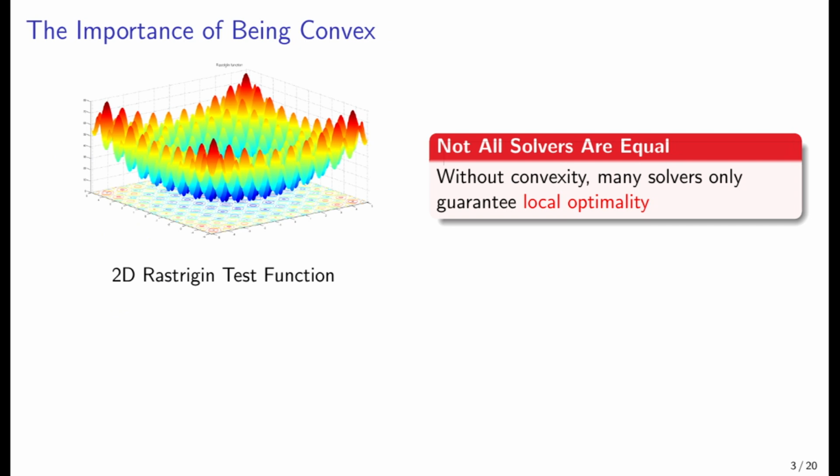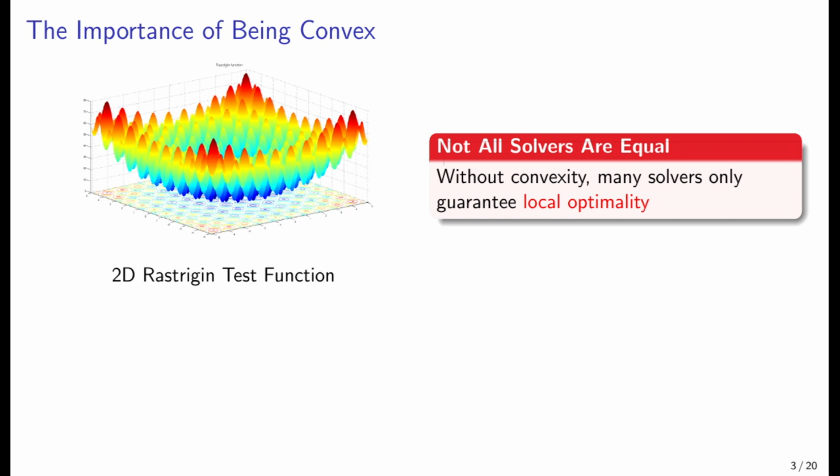So convexity is important because not all numerical solvers can guarantee to find the global minimum. Here on the left, you see a very complicated two-dimensional function called the Rastrigin test function. It was designed to have lots of wiggles and lots of little local minimizers, the blue things at the bottom. And right in the center, there's one global minimum. But you can imagine that if you start a gradient descent method from the outside, you probably won't get to the global minimum.